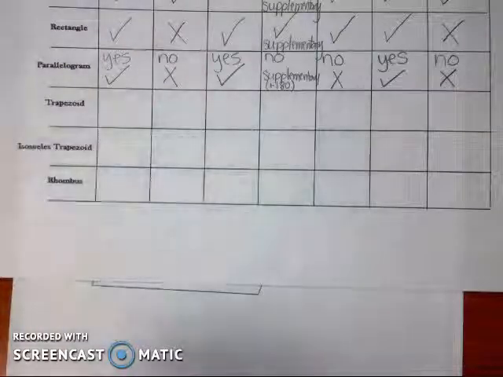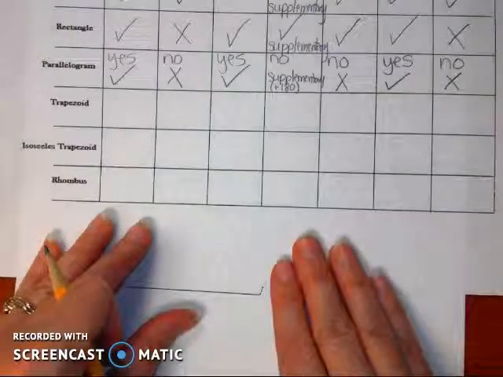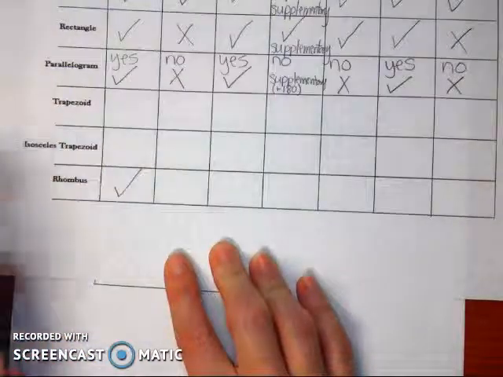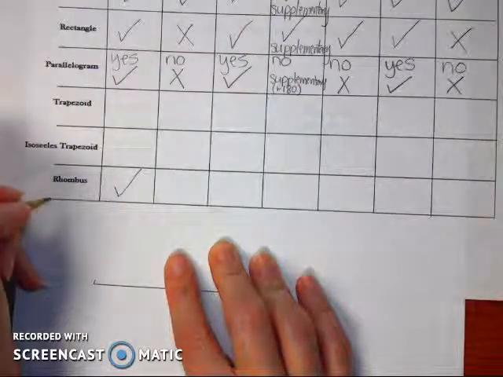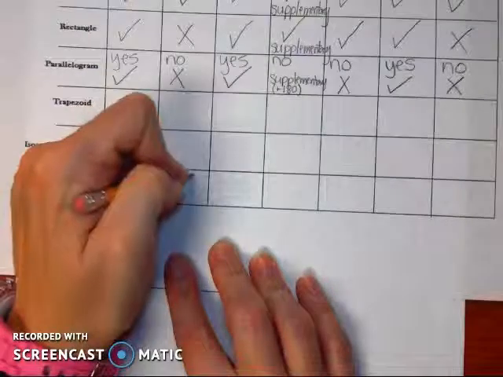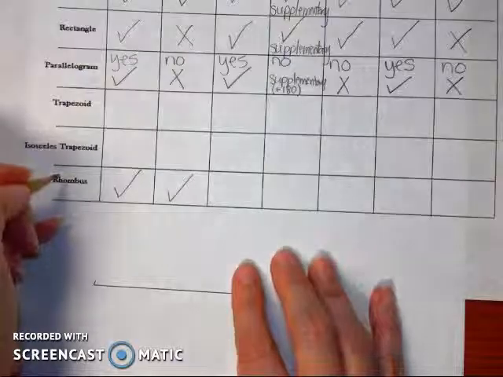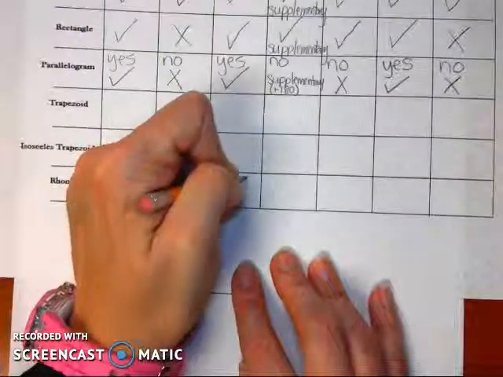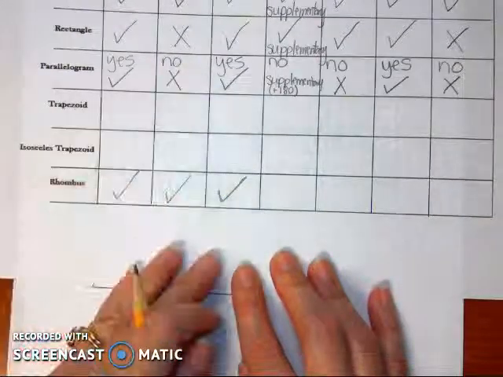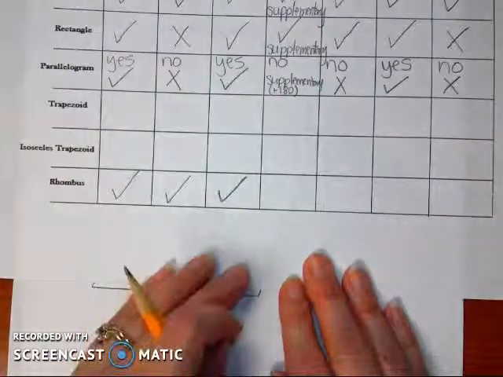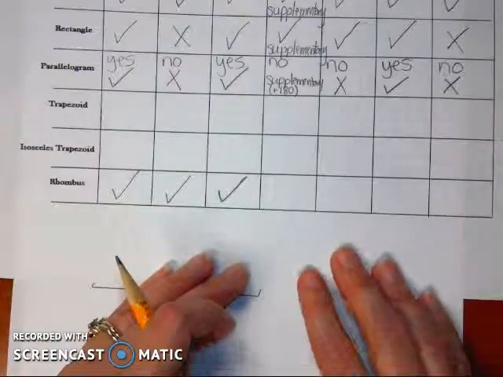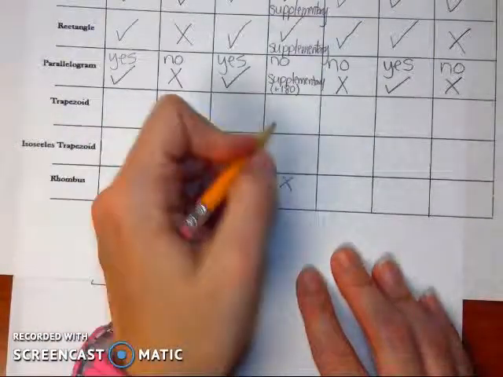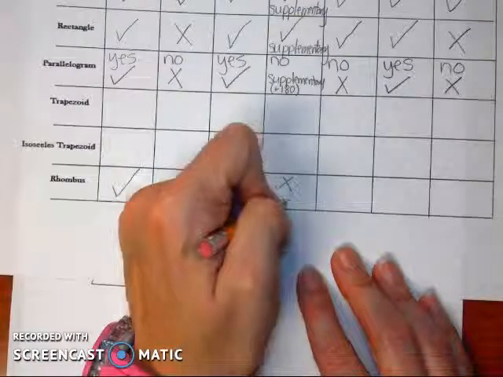On the properties of a rhombus, were the opposite sides congruent? Yes, by definition, they would be congruent. Adjacent sides congruent? Yes. If all four sides have to be congruent, then the adjacent sides would have to be congruent. Are the opposite angles congruent? Yes. That would be because it is a parallelogram, and if it works in a parallelogram, it's going to work in a rhombus. Are the adjacent angles congruent? No, they are not. However, since it is a parallelogram, they still will be supplementary.